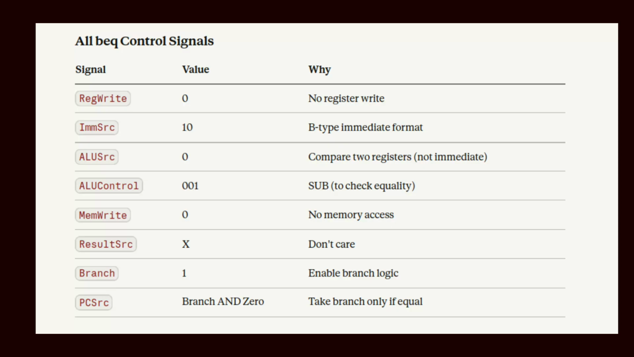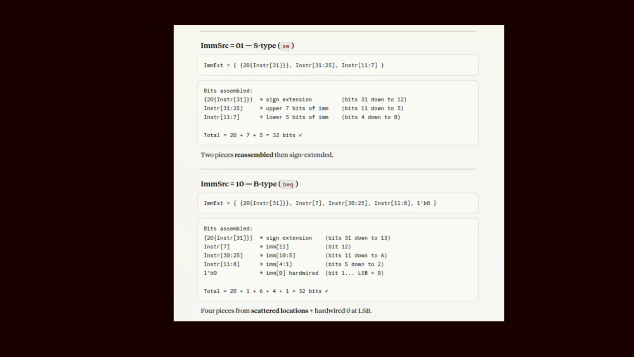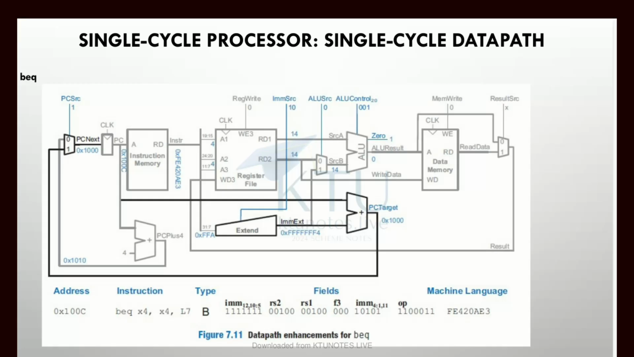Now PC SRC is calculated using branch and 0. And it depends on the 0 value, if you got a 0 flag or if you didn't get a 0 flag. These are the control signals which are there here. So this much if you understand, the other things are basically repeated again and again.